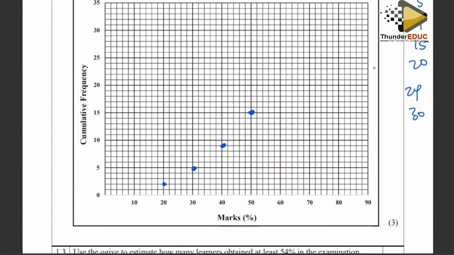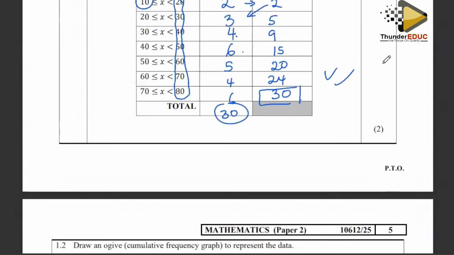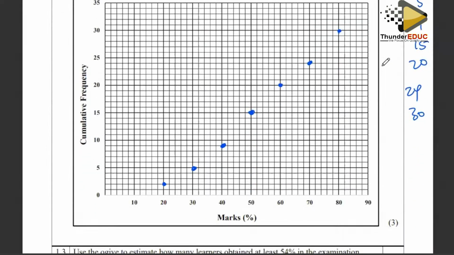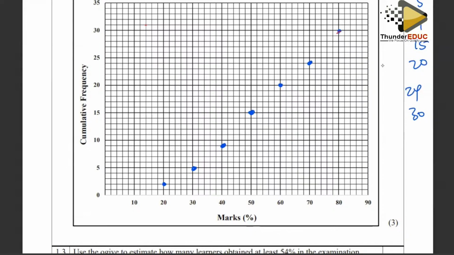And then 60 is going to be 20. And then 70 is going to be a 24. Okay. And then 80 is going to be a 30. Does that make sense? It's going to be a 30. Somewhere there. Okay, so that is what we have according to our points. Then just connect those points with your free hand. Okay, I'll try to be as accurate as possible, but it may not really be possible. Okay, we have something like that.